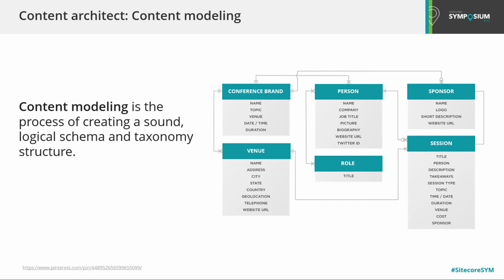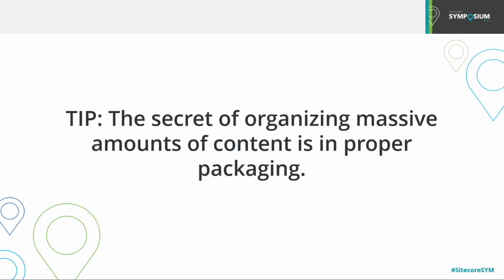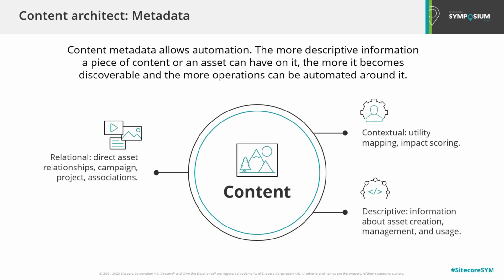We should also define a sustainable taxonomy structure that's capable of supporting the most intricate relationship types with the incrementally growing content. Now, once we've defined our structure, the next thing that we need to do is organize our content. Here's a tip for you. The secret of organizing massive amounts of content is improper packaging. What that refers to is metadata. Metadata is additional information about a piece of content that's stored with or embedded inside that content item.